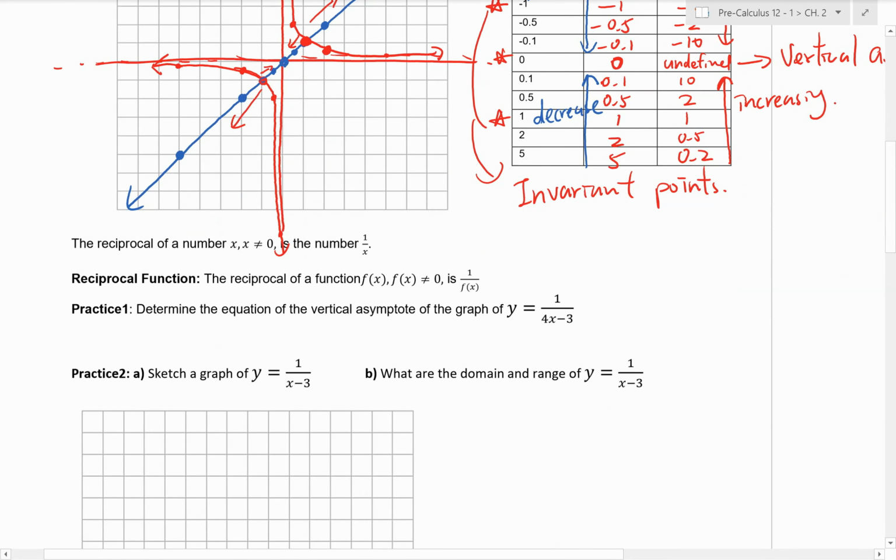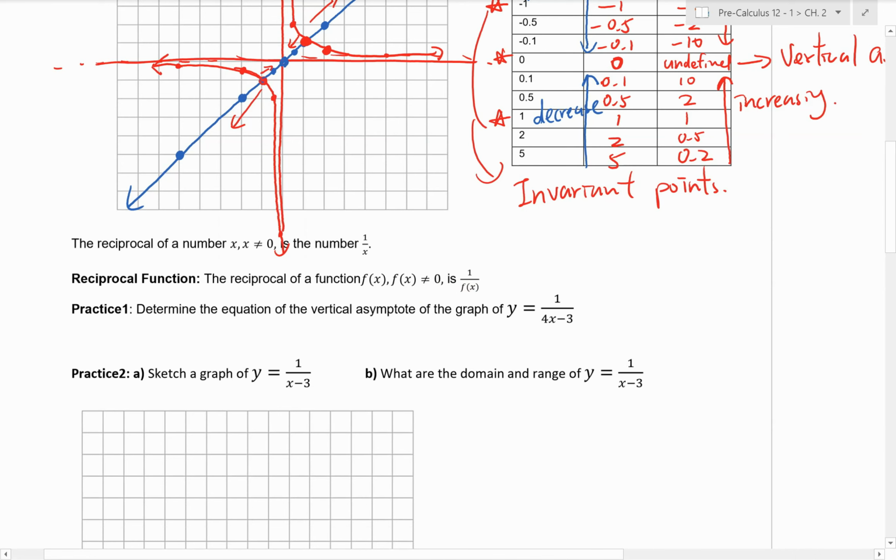We can read through the definition here. It says the reciprocal of a number x, where x is not 0, is the number 1 over x. Reciprocal function: the reciprocal of a function f of x, where f of x cannot equal 0, is 1 over f of x, okay?